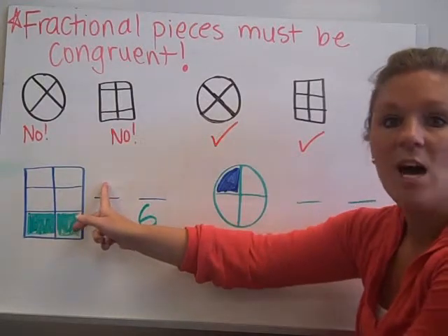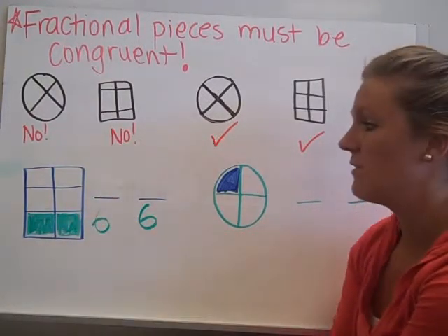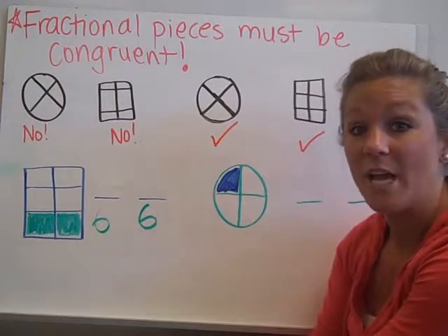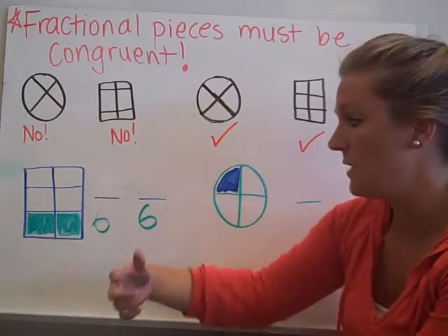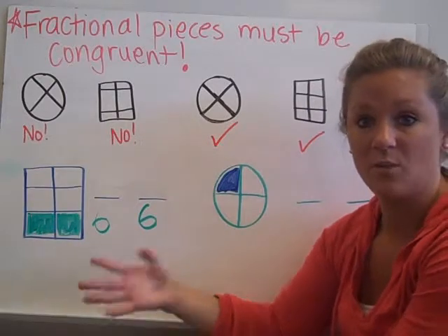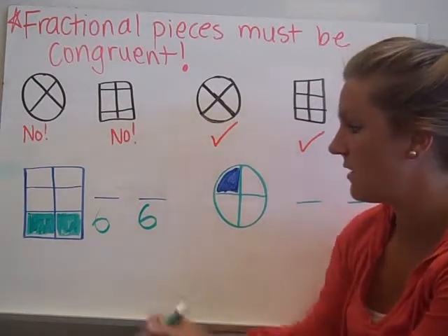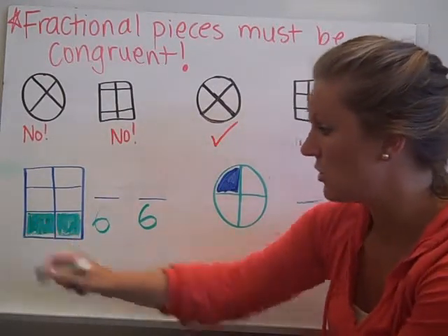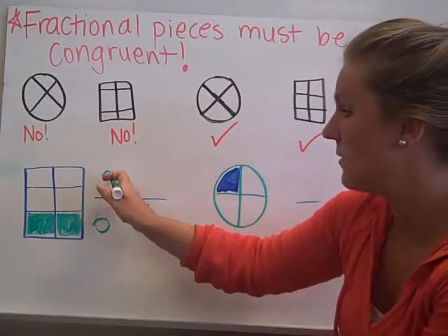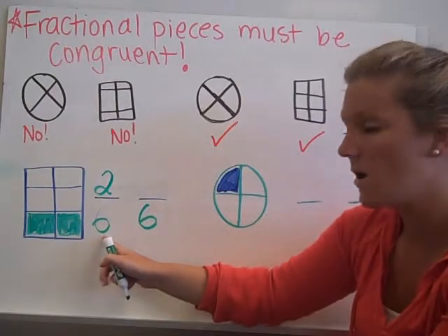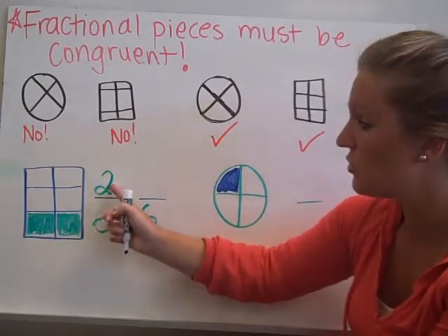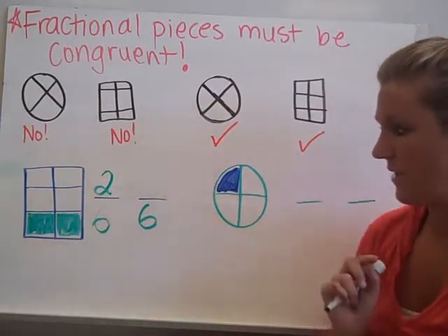Now on the top I want to write down the fractional pieces that are shaded. If I want to know how many are shaded, I'm just going to count the ones that are green. The ones that have been colored in are shaded. 1, 2. And that goes on top. So I would read this as 2 sixths are shaded. 2 of the 6 are shaded.